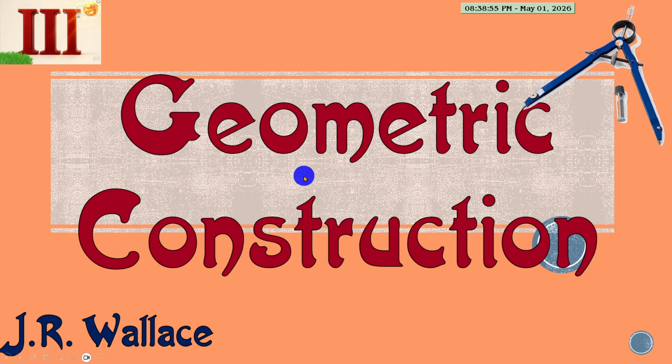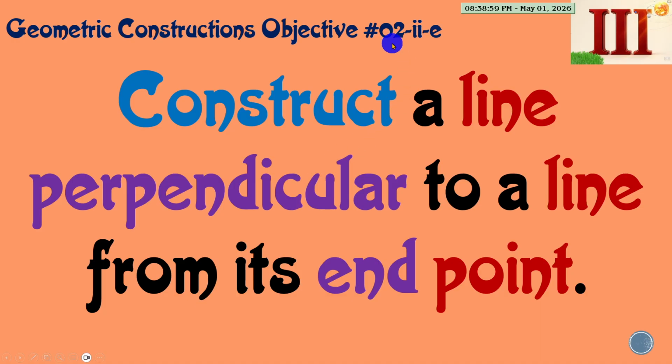We continue with our topic, geometric construction. We are still in objective number 2. We're still in part 2, but we are now on part E, which is the fifth angle that we will be drawing, which is a 90-degree angle. Notice the objective says to construct a line perpendicular to a line from its endpoint, which, if we do this, we will have a 90-degree angle.